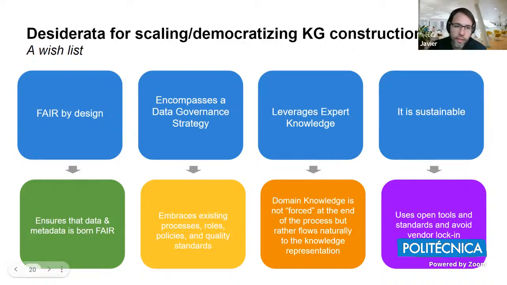So first of all, having FAIR by design. As mentioned, a knowledge graph can support FAIR, but only if it's carefully created. So when creating a knowledge graph, we want to make sure that the metadata and the data are born FAIR from the beginning, and of course, it continues to be FAIR along the whole process. We need to encompass a data governance strategy.